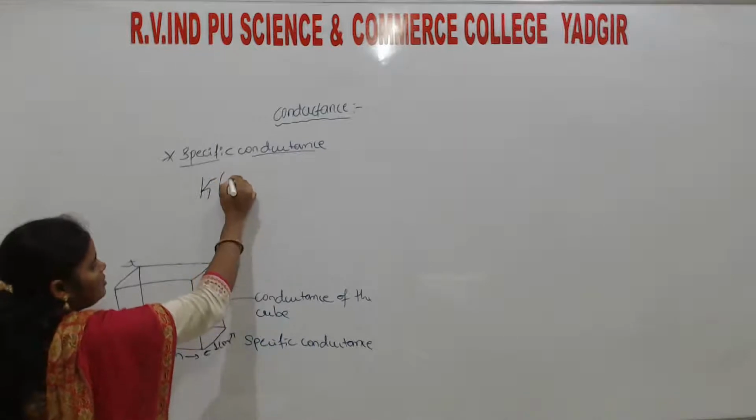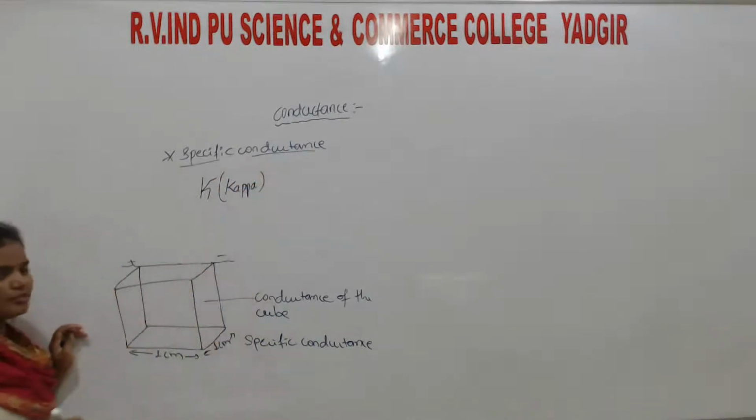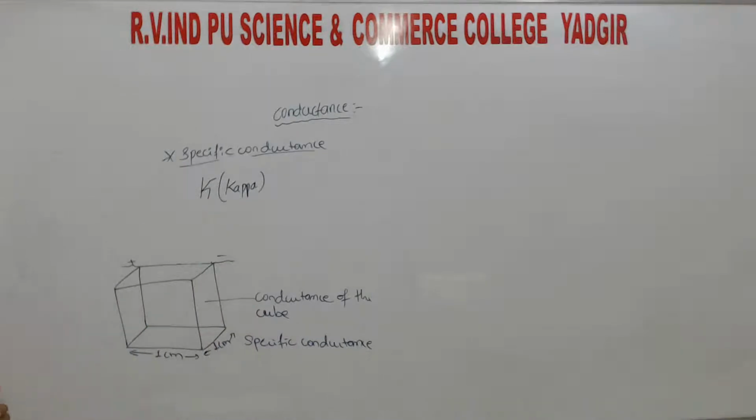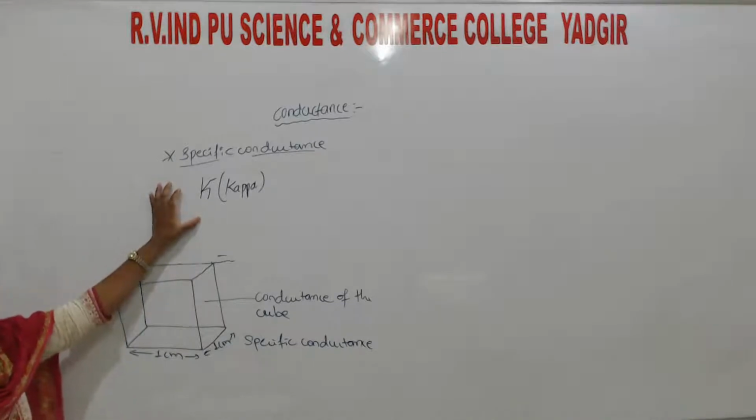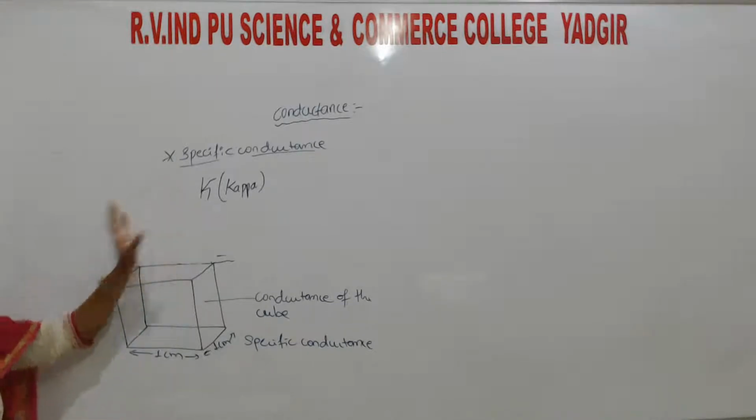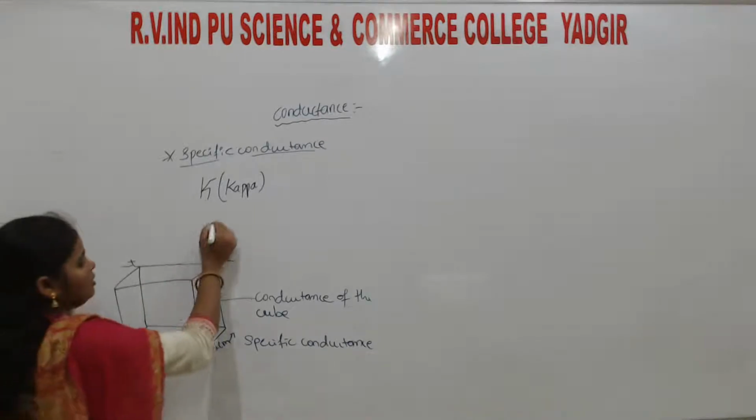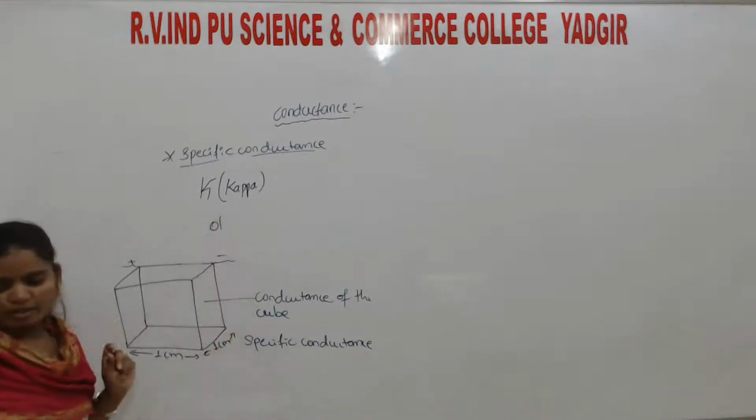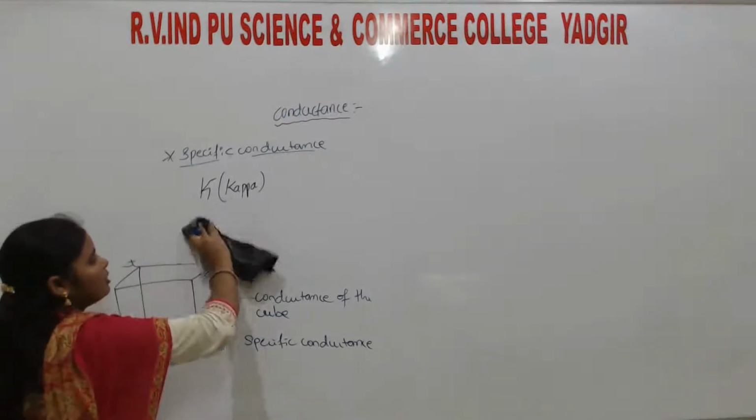K is known as kappa. The specific conductance is denoted by kappa, K. This is the kappa symbol. The unit of this specific conductance is per ohm per centimeter.